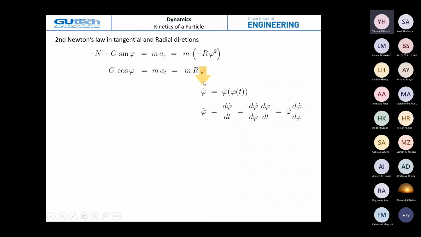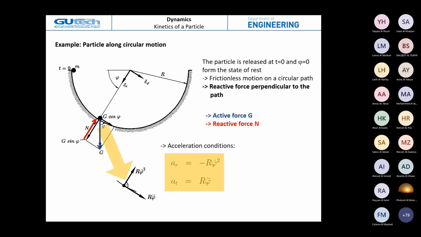Of course, phi double dot, or let's say omega dot, depends on phi, because the angle phi is changing. If we calculate at this position here, for example, we will get another angle phi. If we get another angle phi, of course phi dot will also change, and phi double dot will also change.